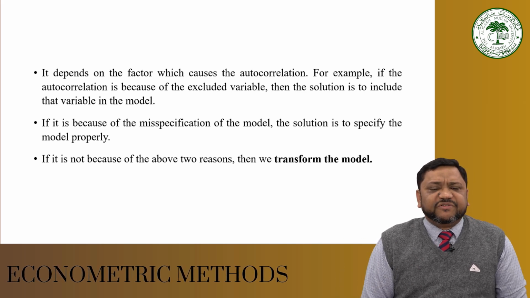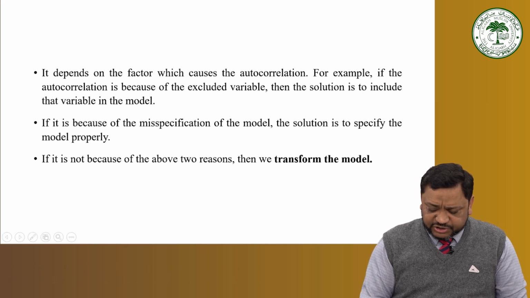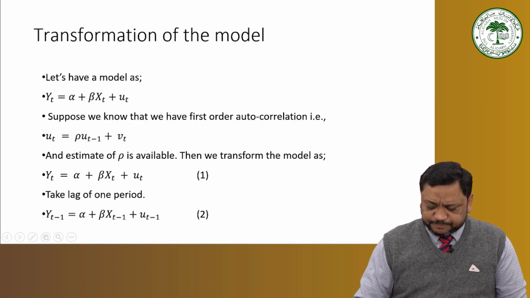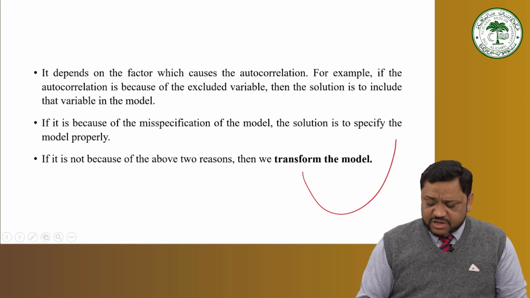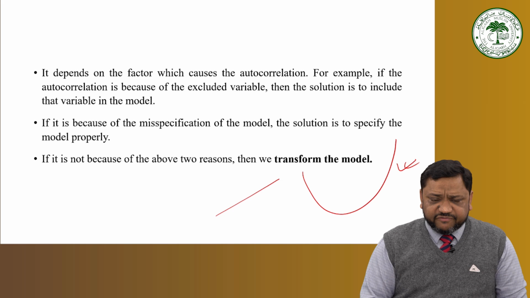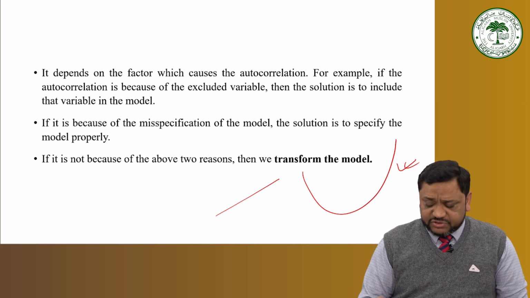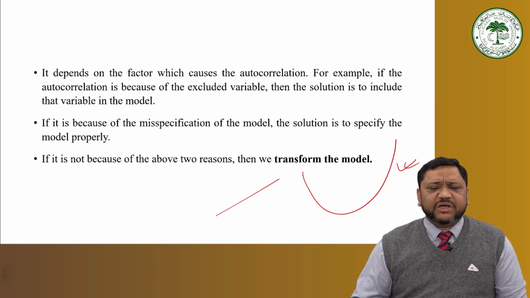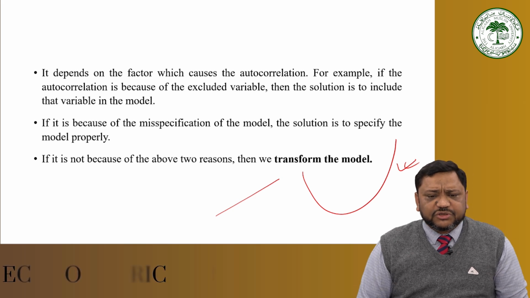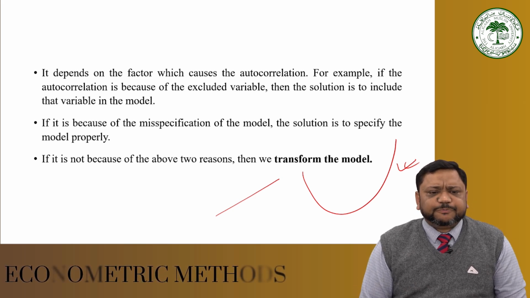You may have misspecified a model. You have a relationship which is like this, but in reality you have fitted a straight line. Obviously, the impact of this curve, that additional variable, the x square term, is sitting in the error term. So what is the solution? You specify it correctly, that's it.